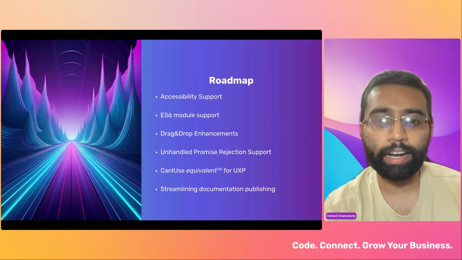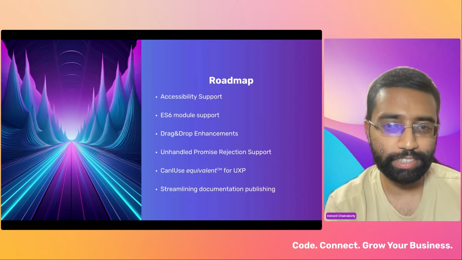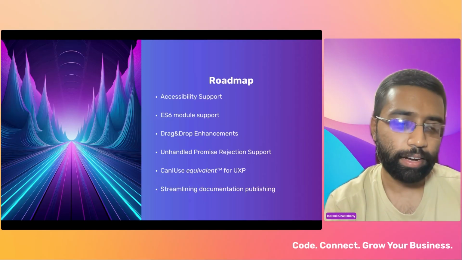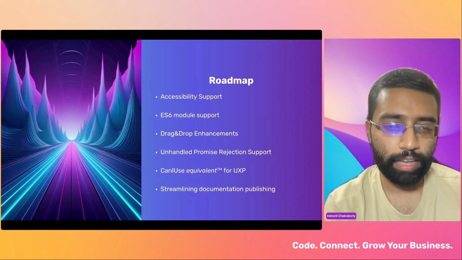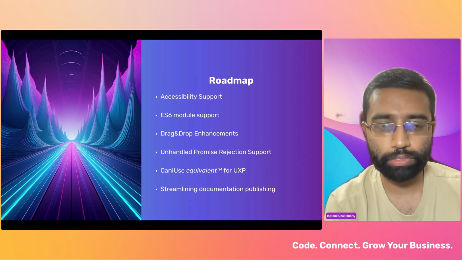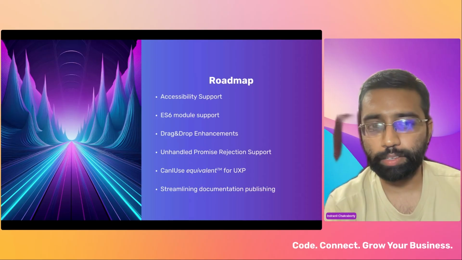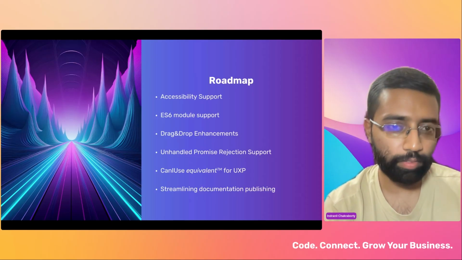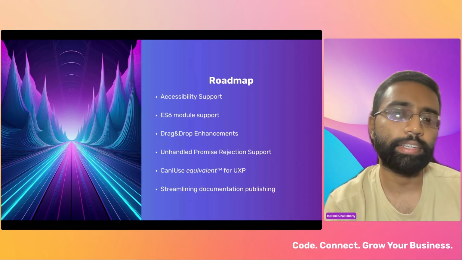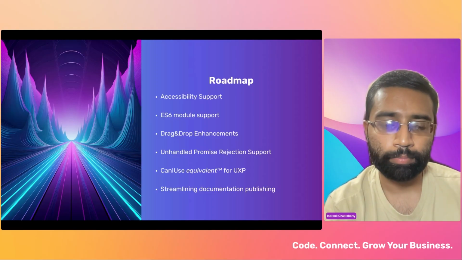Then, of course, the unhandled promise rejection support. So there's been a long thread on this from the forums, and we have been investigating how best we can deal with this, because the current library that we use within UXP, the NAPI library, natively doesn't support anything. But I think we have found a way to interact with the actual V8 engine and add promise rejection handlers there. So this is again something that we are actively targeting and should be there by the end of this year.